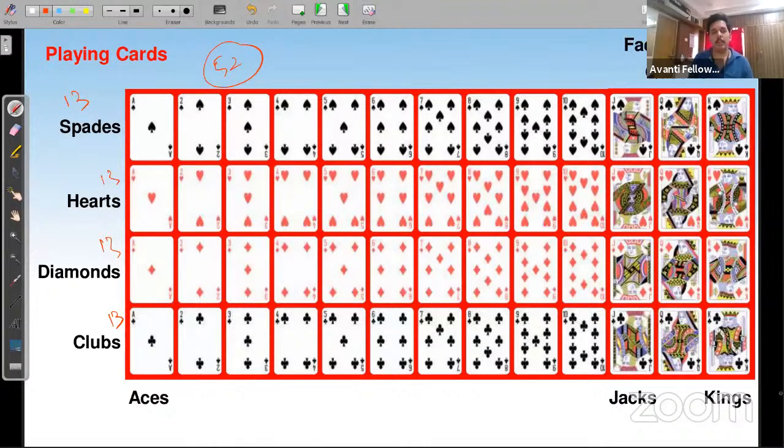So look at here. Where am I? Yeah, here, playing cards. How many playing cards are there in total? 52 playing cards are there, and they are divided into 4 groups: 13, 13, 13, 13. And what are the names of the groups, guys? Heart, spade, diamond, and club.